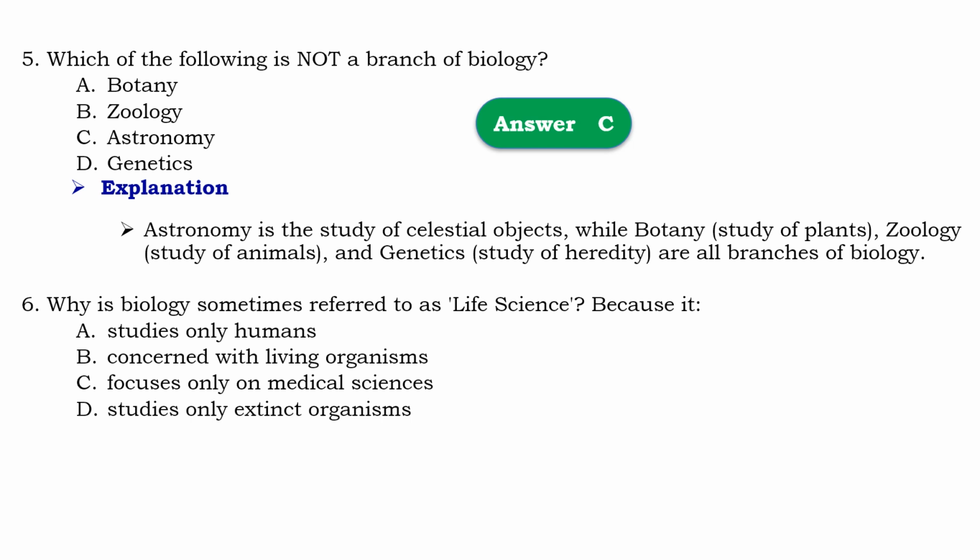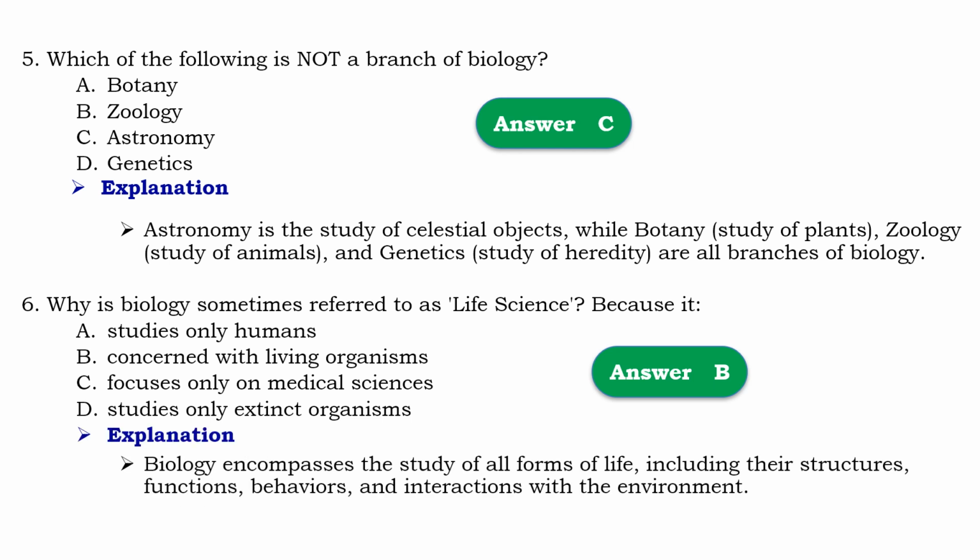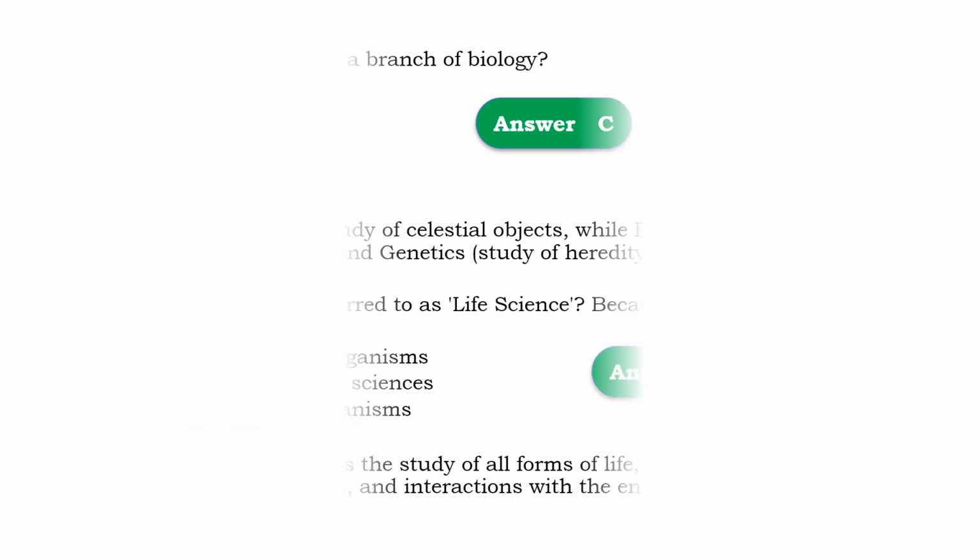Question number 6: why is biology sometimes referred to as life science? So that should be B, it is concerned with living organisms. It means that biology encompasses the study of all forms of life including their structure, function, behavior, and interaction with the environment. Due to that, biology is known as life science.